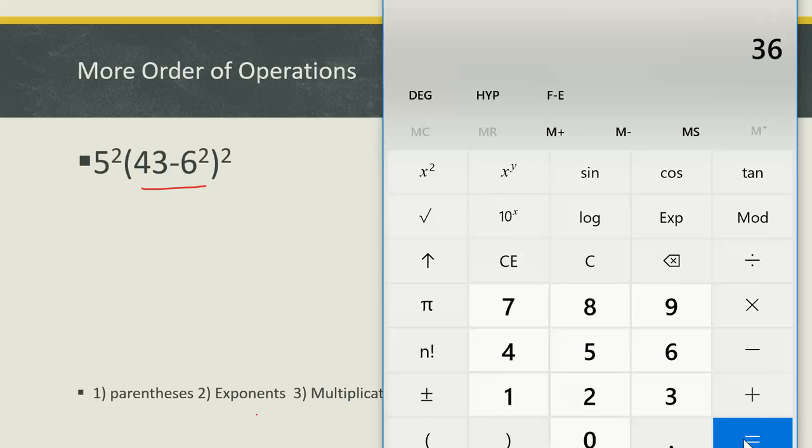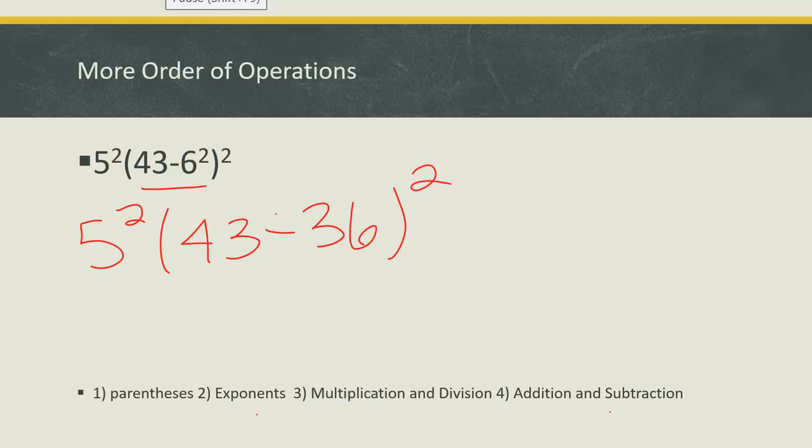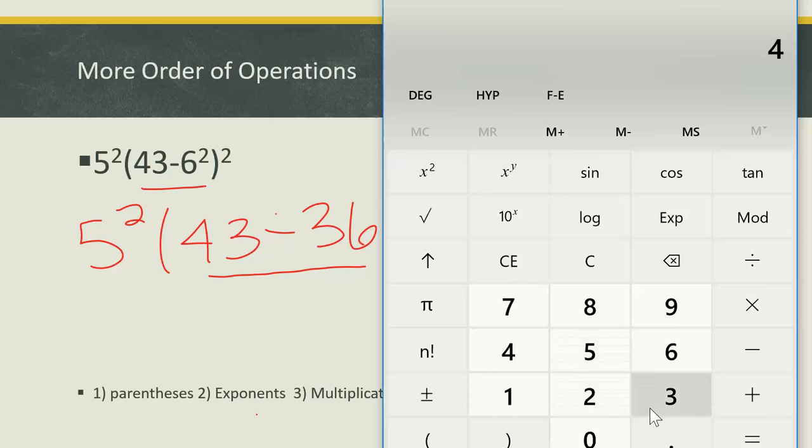6 squared is 6 times 6, or 36. So I'm copying down the problem, and I'm not changing anything except for what I've calculated. I'm taking out the 6 squared and putting 36. Right now, I'm still working within my parentheses. I'm going to take 43 minus 36. 43 minus 36 is 7.